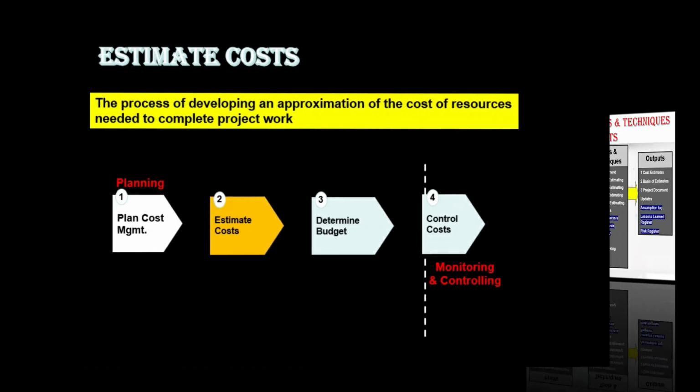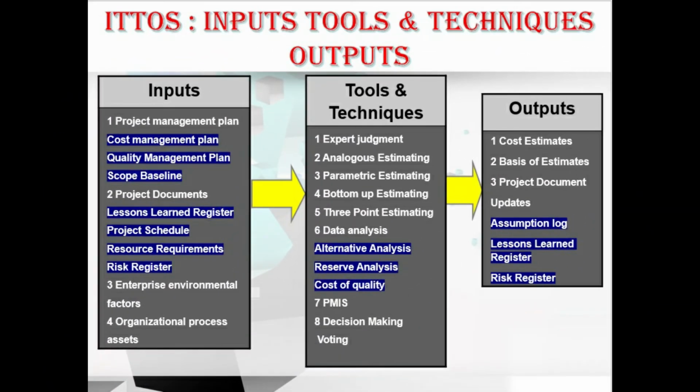Let's move to the ITTOs of this estimate cost process. In inputs, we have the project management plan, consisting of the cost management plan, quality management plan, and scope baseline. Moving to the project documents input, we have the lessons learned register, project schedule, resource requirements, and risk register. And in inputs, we also have the enterprise environmental factors, EEFs, and OPAs, that is organizational process assets.